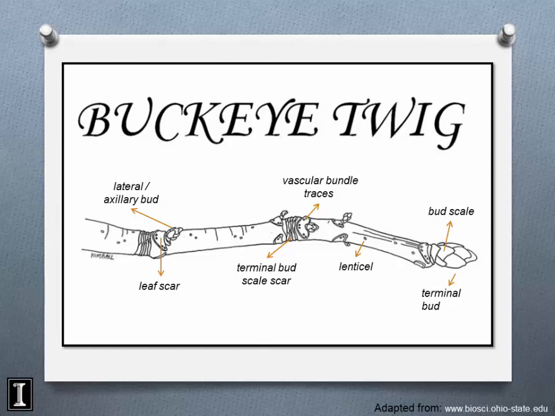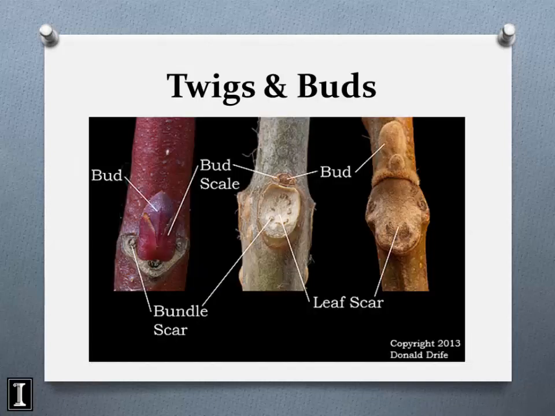A node, the distance in between, is an internode. Lateral axillary bud, leaf scar. We covered that. Pretty cool. Copacetic? Verstehen Sie? Yeah? All right.